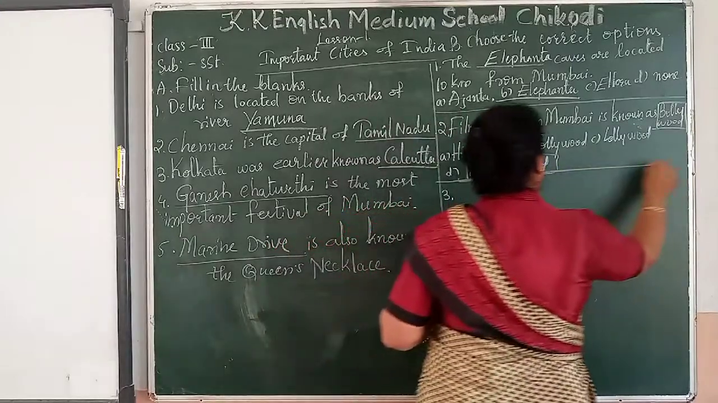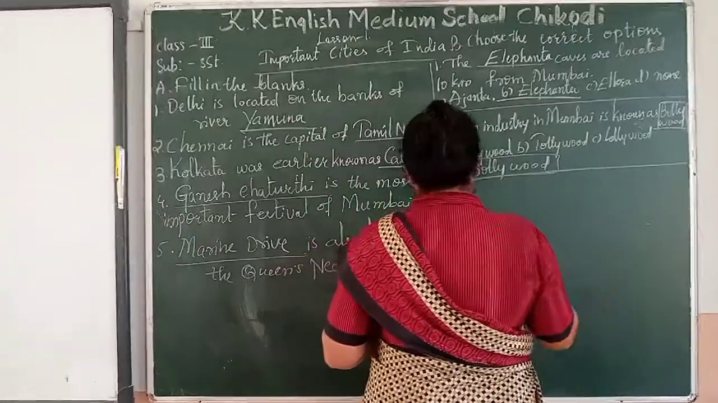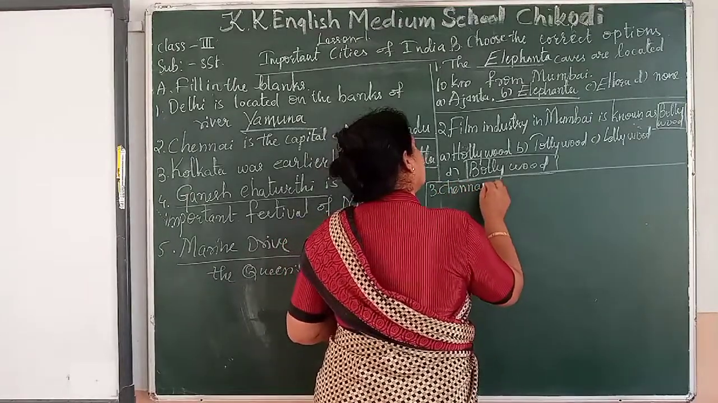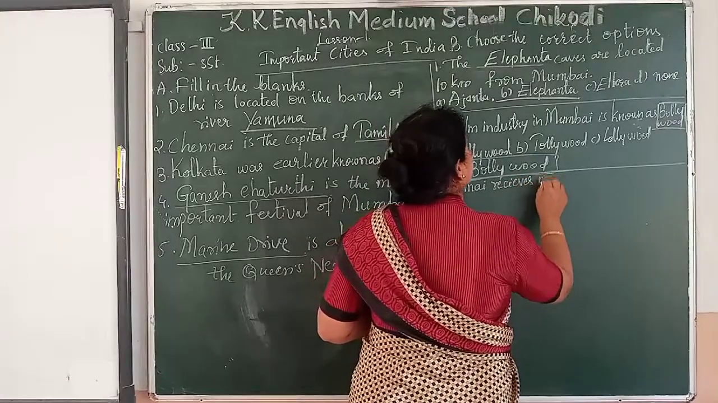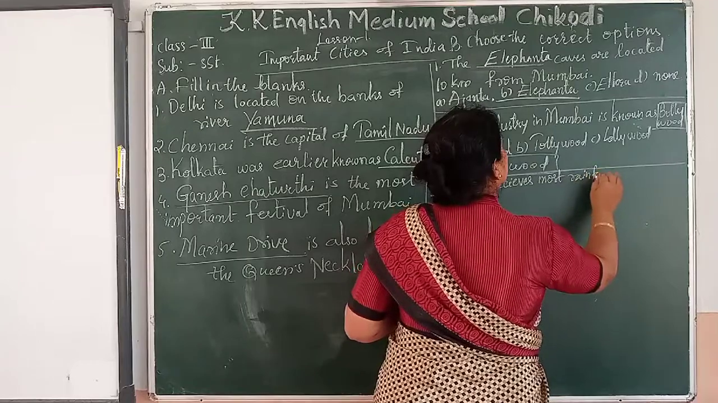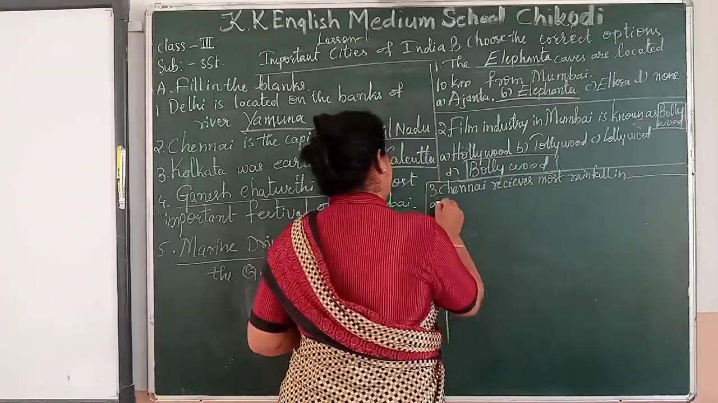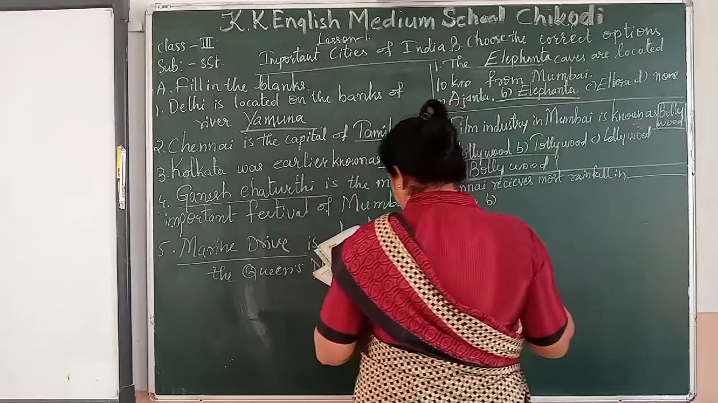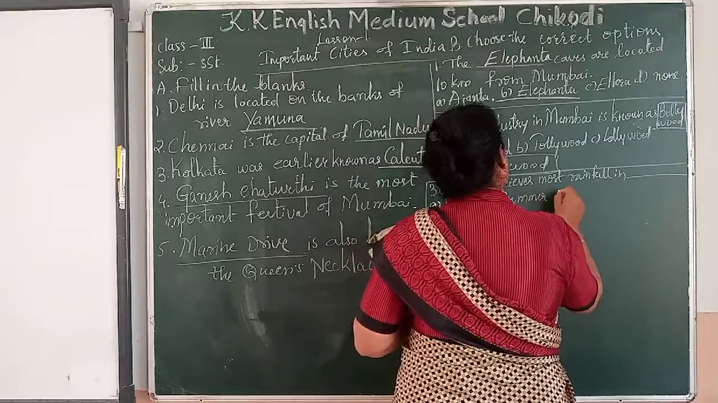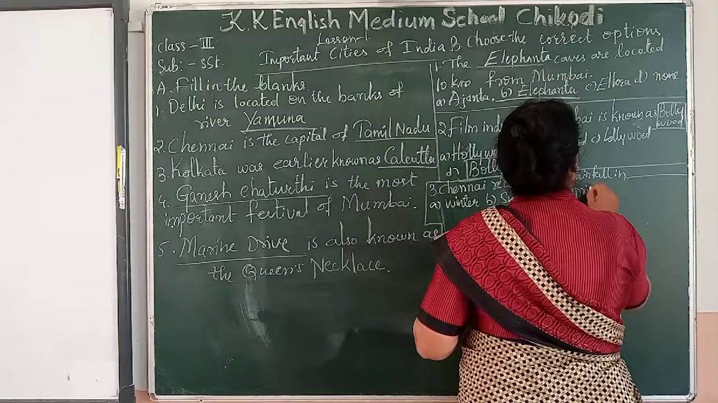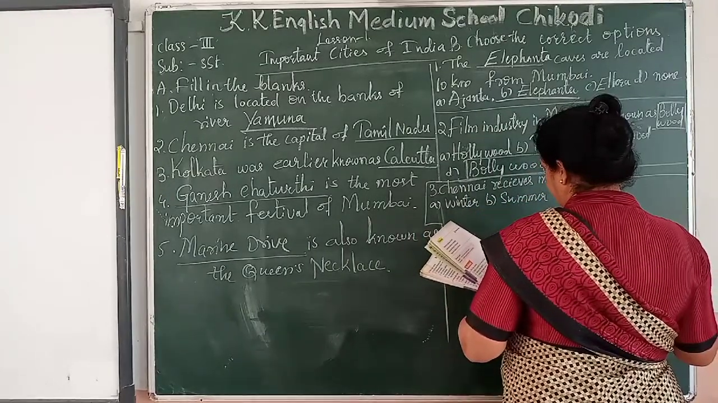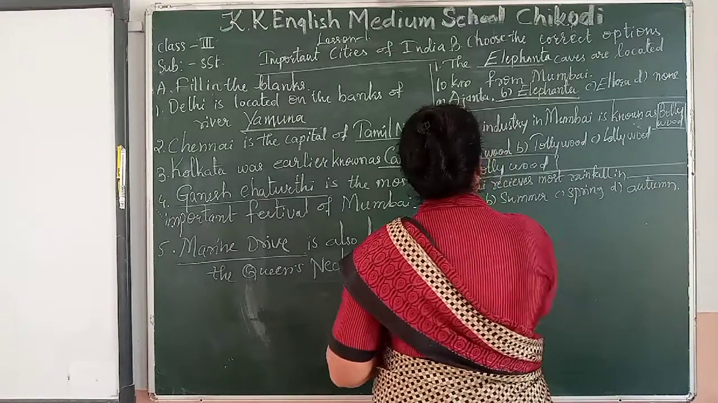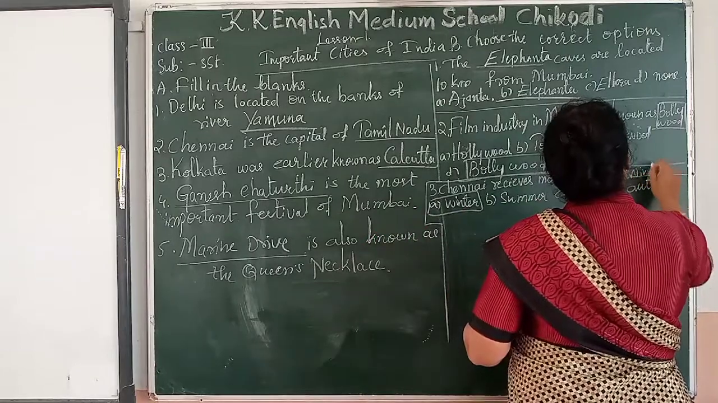Now third one is, Chennai receives most rainfall in. Here options are given. Winter. Second option, summer. Third option, spring. And fourth option, autumn. Yes, Chennai receives most rainfall in winter. So answer is winter.